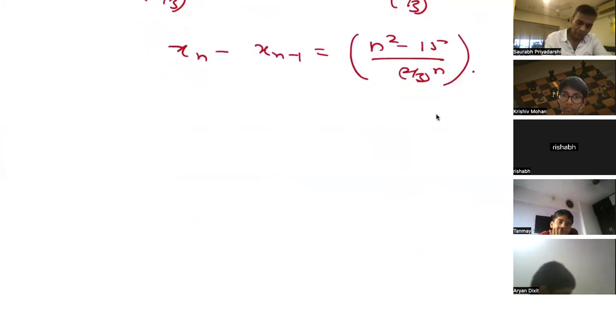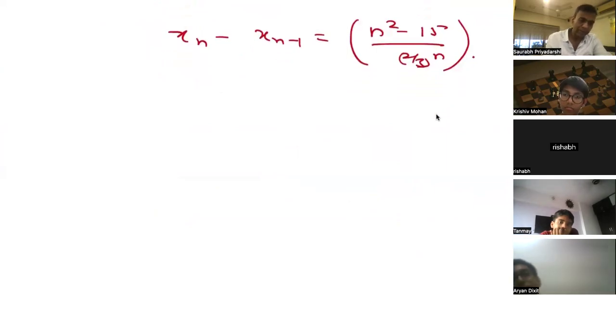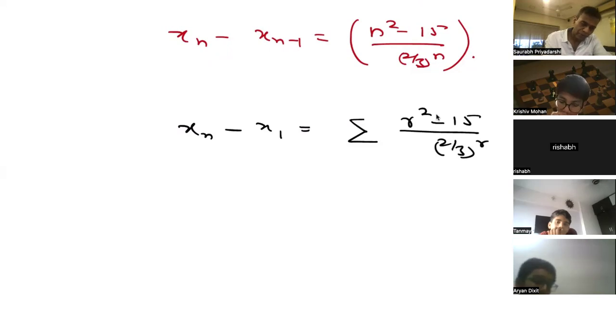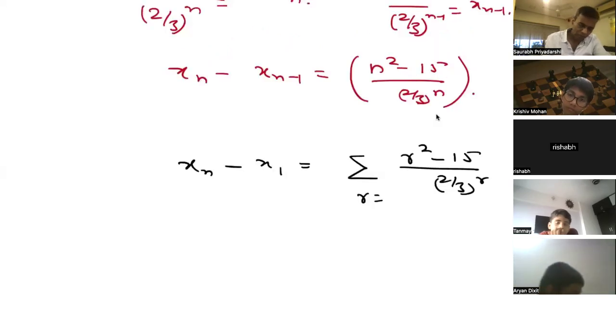Now put the values of n as 1, 2, 3, 4 up to n. So what I'm getting is xn minus x1 equal to the summation of r square minus 15 by 2 by 3 to the power r, or 3 by 2 to the power r. It is not starting from 1, this is starting from 2 to n. I guess you all know how to find the formula for this.